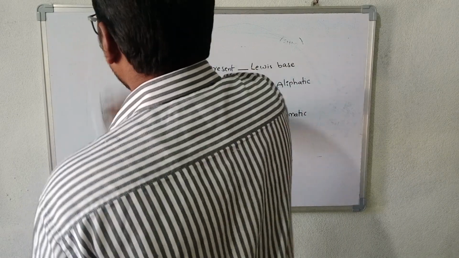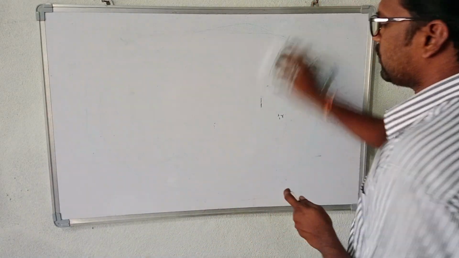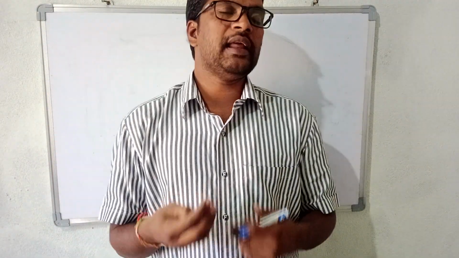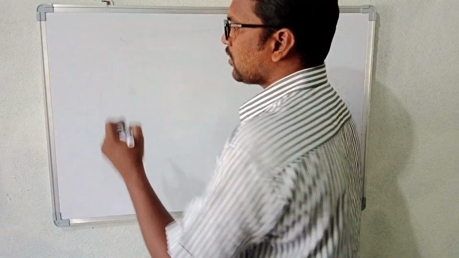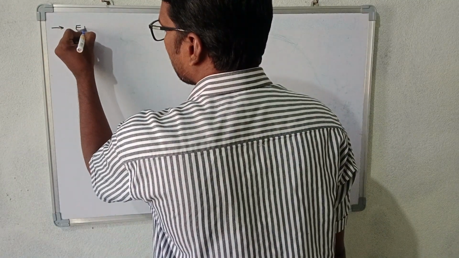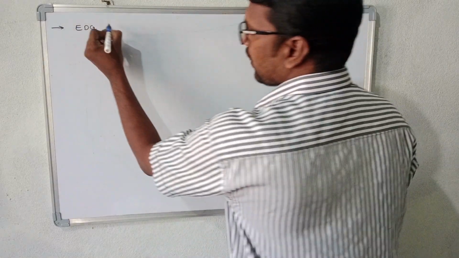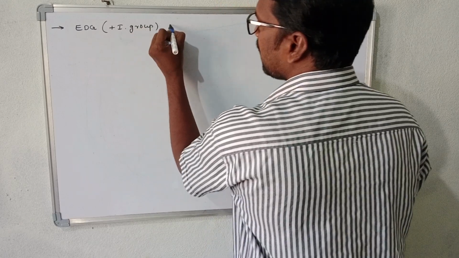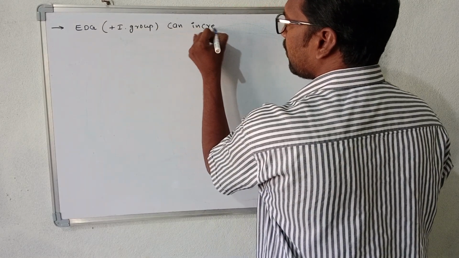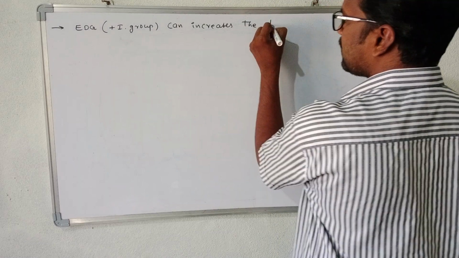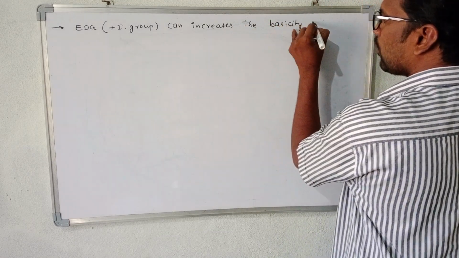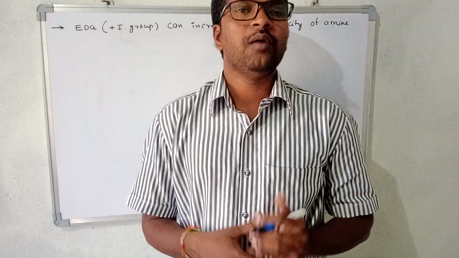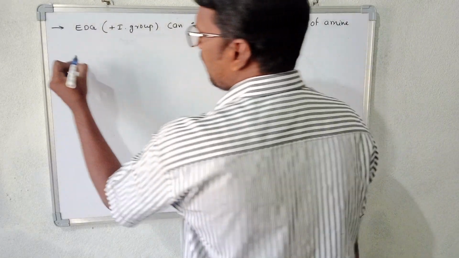Now we study the basicity of these amines. While studying basicity, the amine that can donate its electron pair easily is more basic. That's why electron donating groups, generally plus I groups, can increase the basicity of amines. That means if a plus I group is present within the amine, it increases the basicity of the amine.